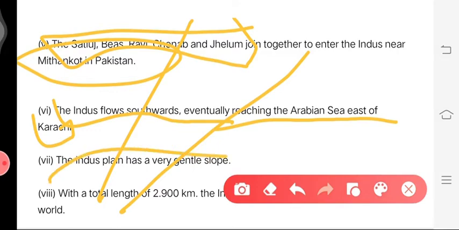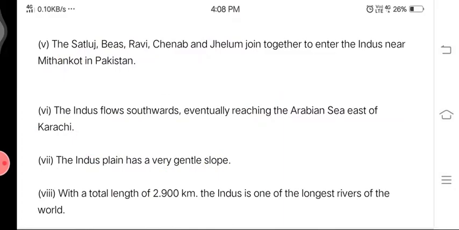It reaches the Arabian Sea, which is in the southwest of India, near Karachi. Karachi is in Pakistan.